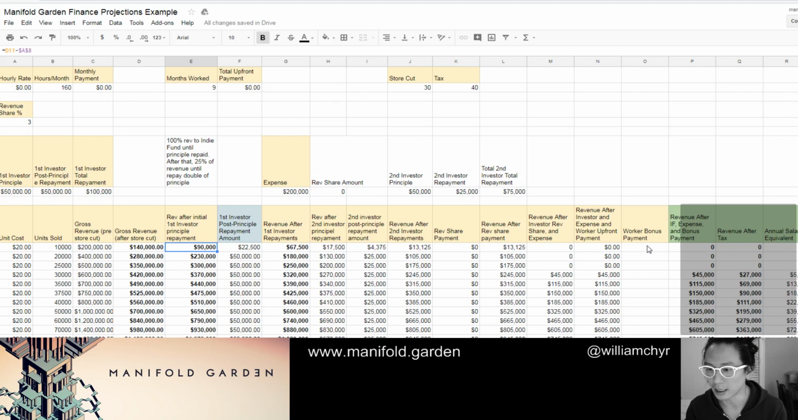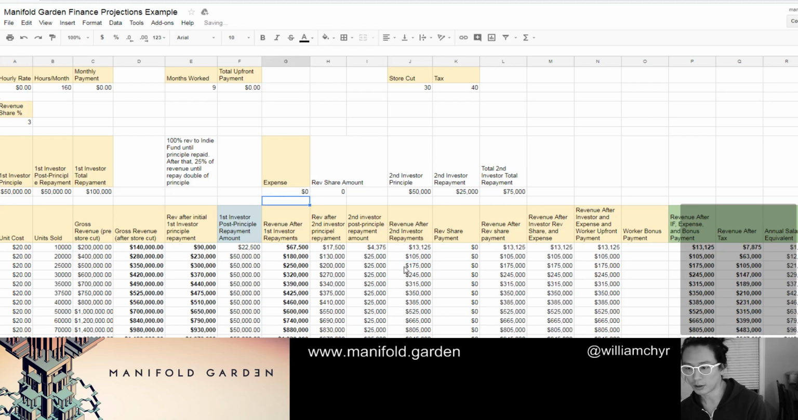So you can see the column that we want. I'm not doing revenue share here. If I start bringing on a sound designer or musician, they want revenue share. But you can see I do not make much after a second investor principal repayment. Let's just take this out to make it easier. So after, if I sell 25,000 copies, I get 175,000, which might seem like a lot, except taxes take a big chunk of that.